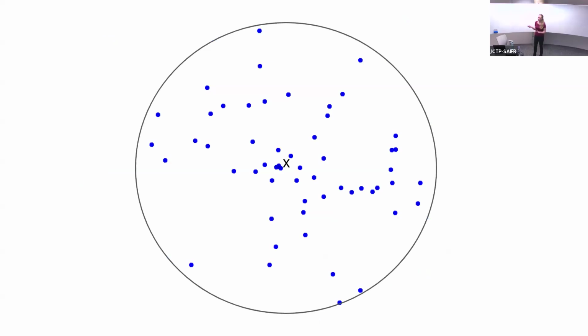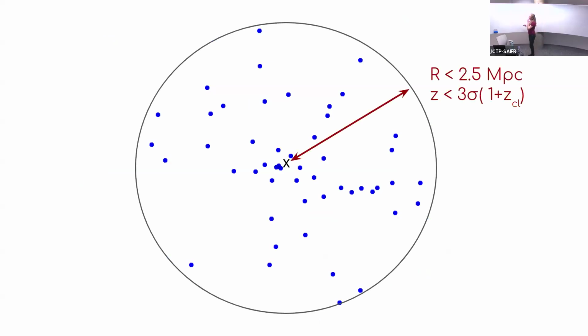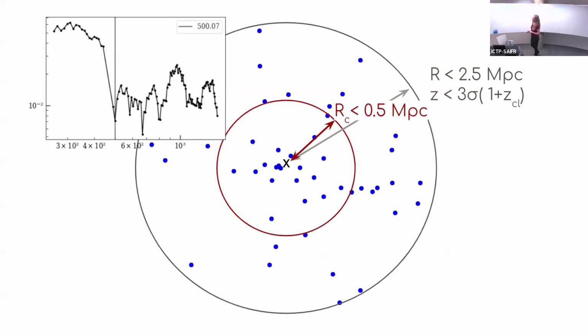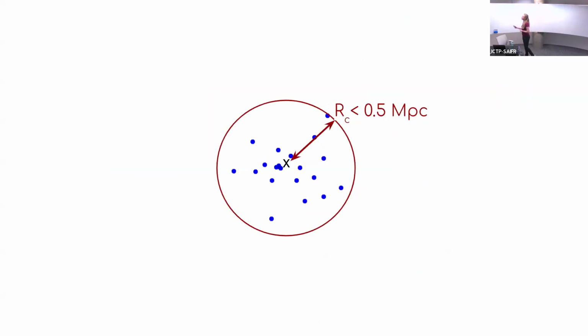Okay, so let's imagine how this works in a more simplified way. So here the blue points are the galaxies, and the X is my cluster center. I just throw away everything that I know is not connected to this cluster, like above 2.5 megaparsecs and within 3 sigma, which is the error of the photometric redshift. And then we estimate the galaxy density profile. We have our characteristic radius. We throw everything away again.